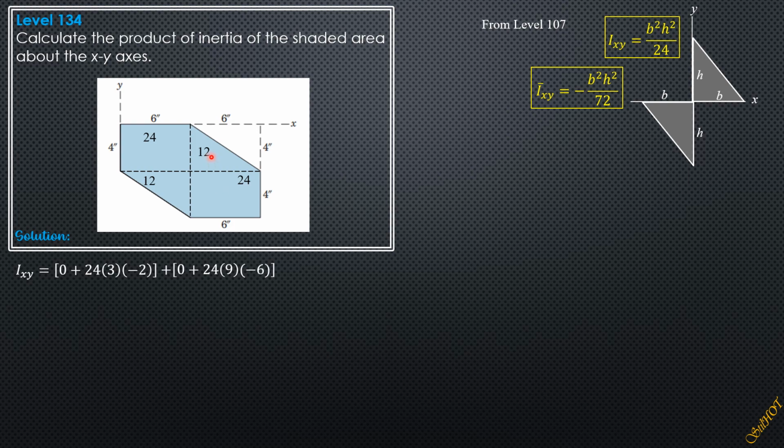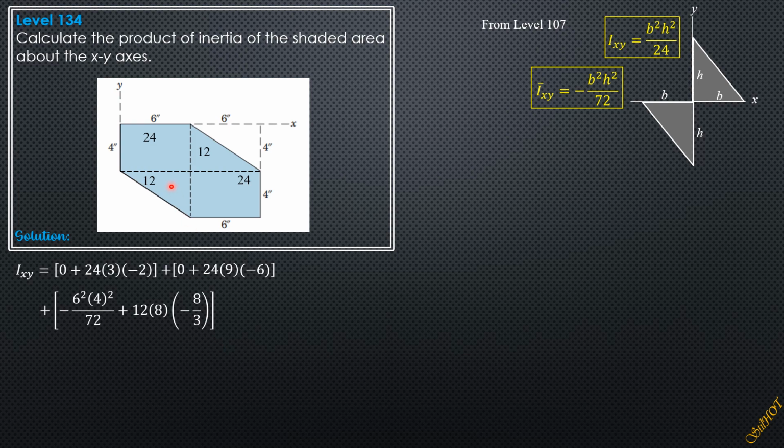For this triangle here, with respect to the centroid, negative b square h square over 72, so negative 6 square 4 square over 72, plus area 12. Bar x is 6 plus 1/3 of 6, so 8. Bar y is negative 2/3 of 4, negative 8/3. So plus negative 6 square 4 square over 72 plus 12 times bar x 8 bar y negative 8 thirds.